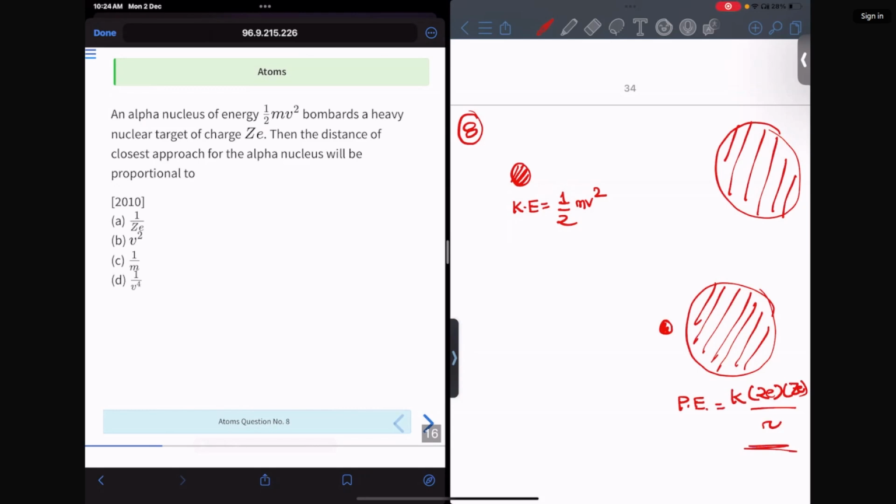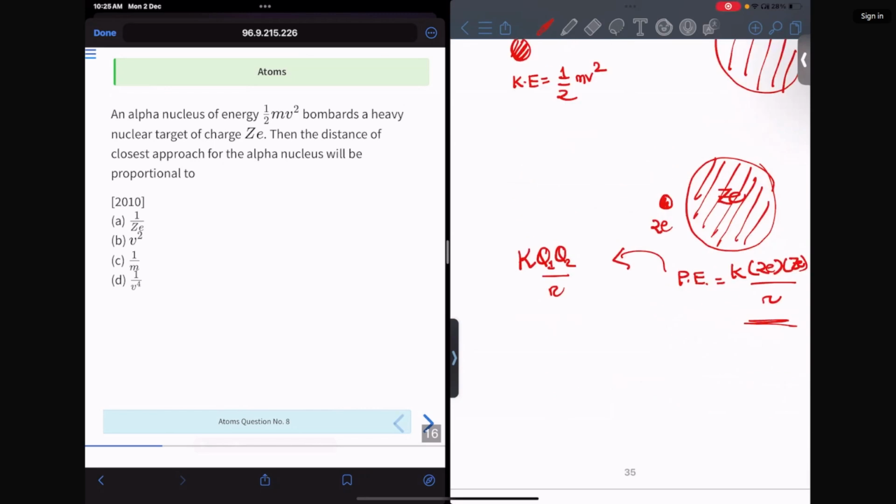I hope you understood how this happened. Again, I will tell. Potential energy is equal to K into Q1 Q2 upon r. Q1 value is 2e because it's an alpha nucleus, and Q2 value will be Ze. So K 2e into Ze upon r. So the distance will be proportional to what? You equate them because all the kinetic energy is being converted to potential energy. Half mv square will be equal to K 2 Ze square upon r.